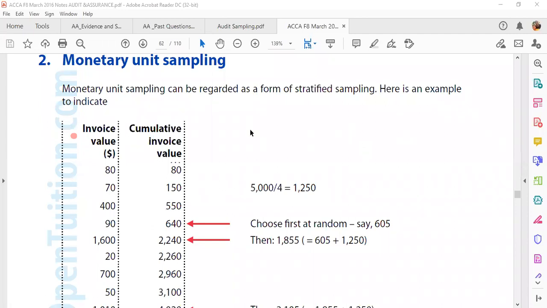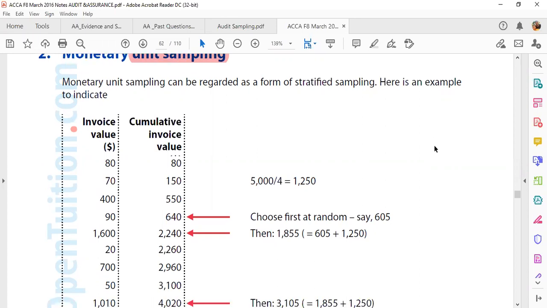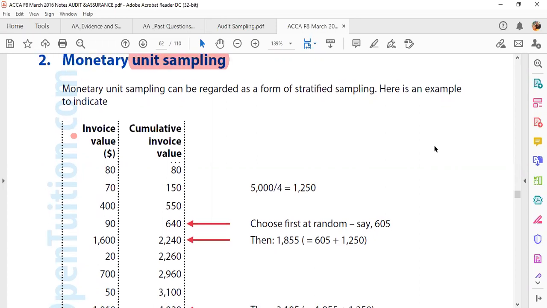Before we go, let me show you something. I promised that before the end of the class, I will show you how we do monetary unit sampling. So just have a look at it. Although this may not be directly in your syllabus, the exam is not just about what is, it's about what we understand that is related. So this is monetary unit sampling.